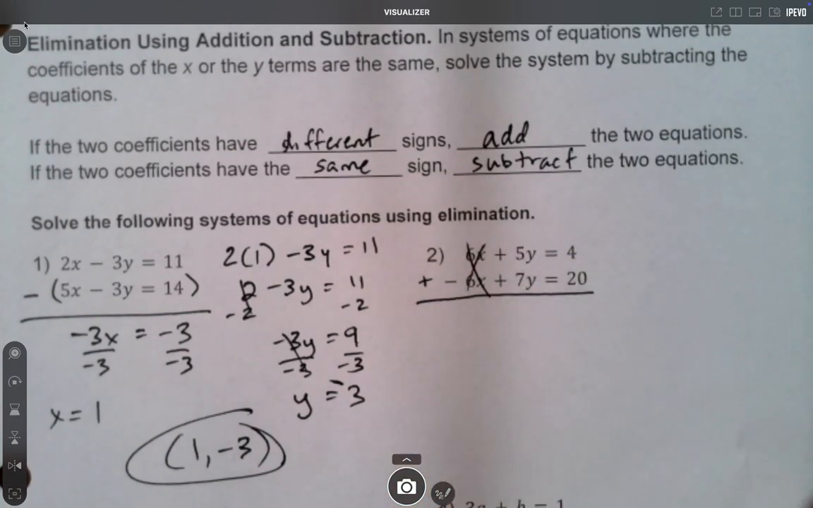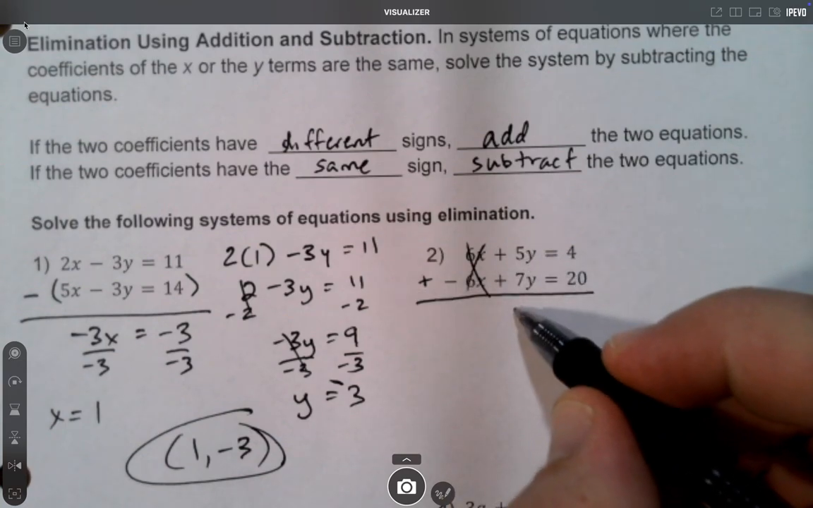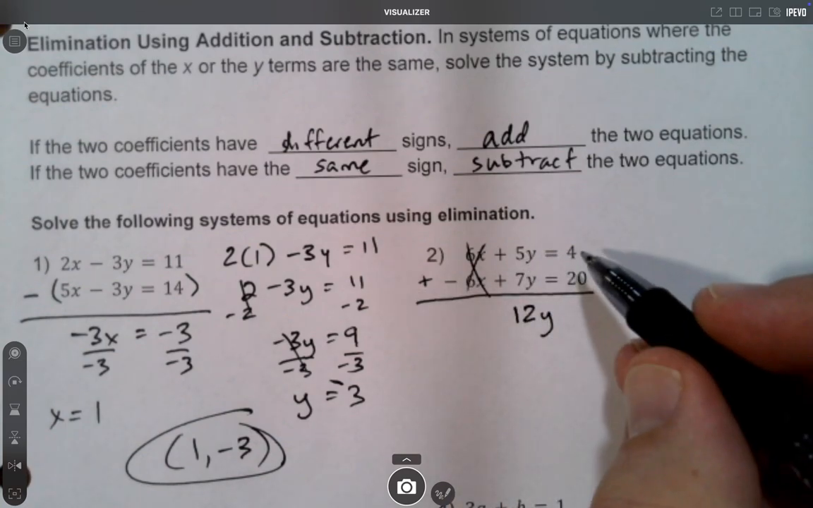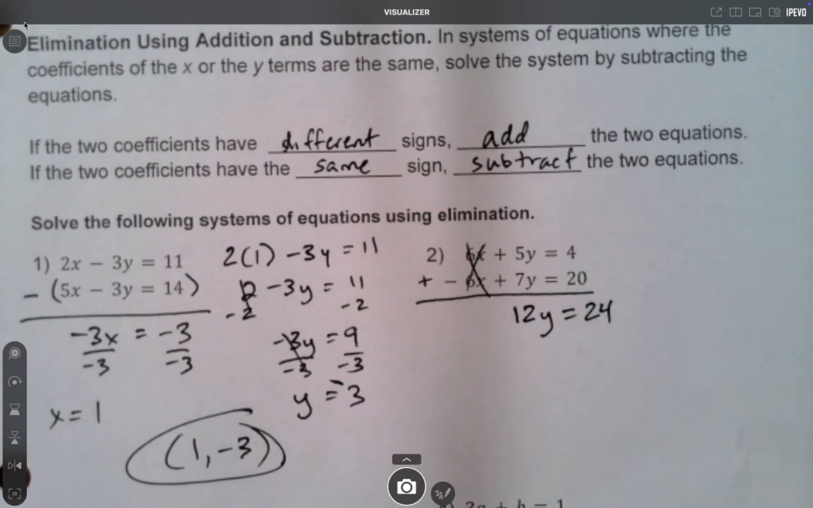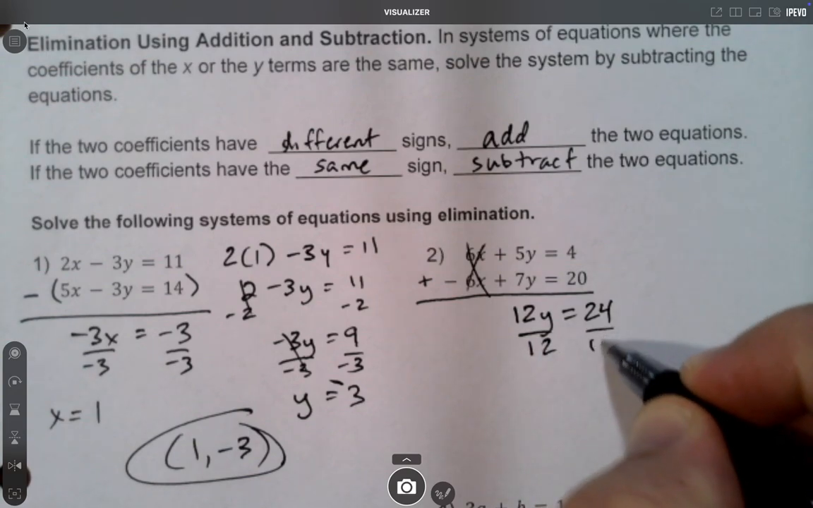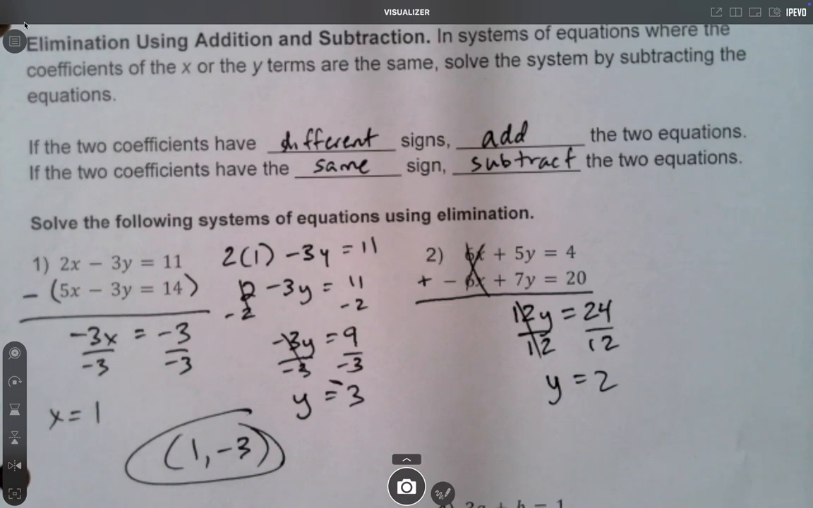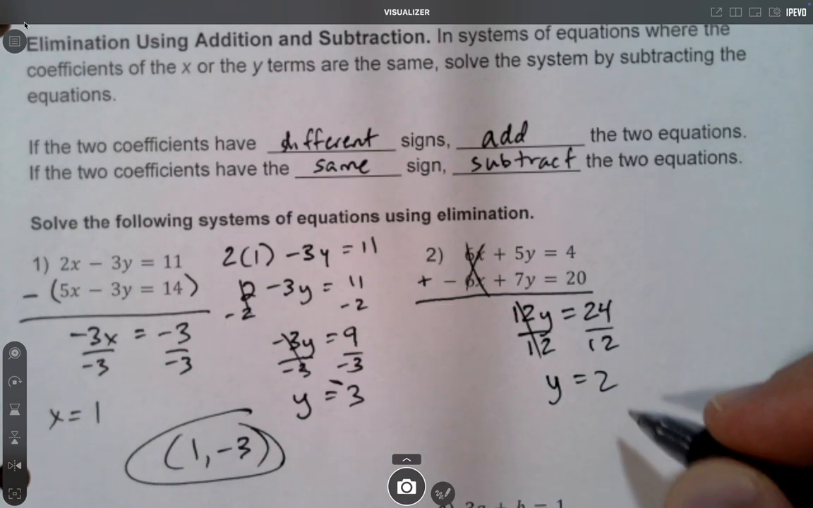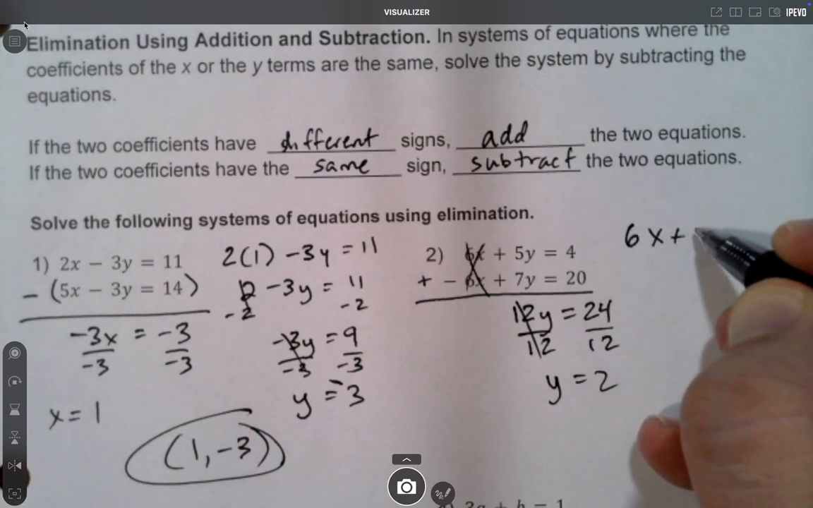So these two get eliminated, they are canceled out. 5y plus 7y is 12y, and 4 plus 20 is 24. So we eliminated the x's, and that allows us to solve for y. Divide both sides by 12, and we get y equals 2. Then you can plug 2 back into either equation, doesn't matter which one, and that will allow us to figure out what x is equal to.